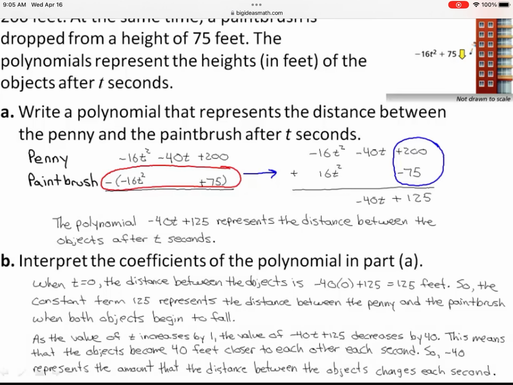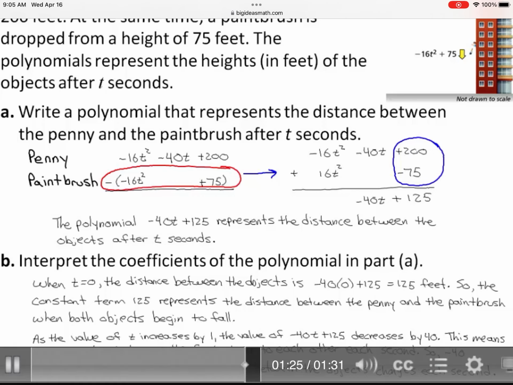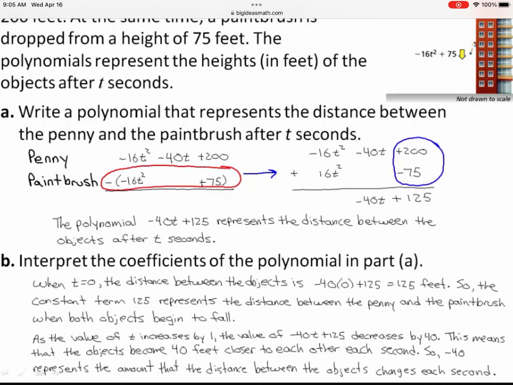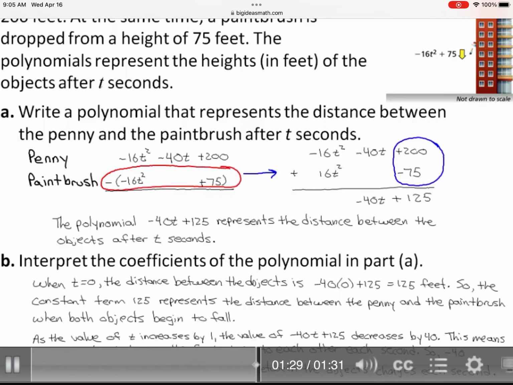As the value of t increases by 1, the value of negative 40t plus 125 decreases by 40. This means that the objects become 40 feet closer to each other each second. So negative 40 represents the amount that the distance between the objects changes each second.